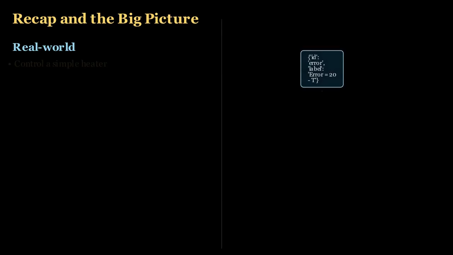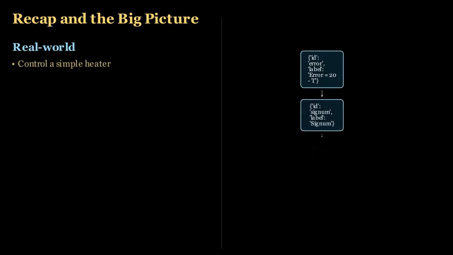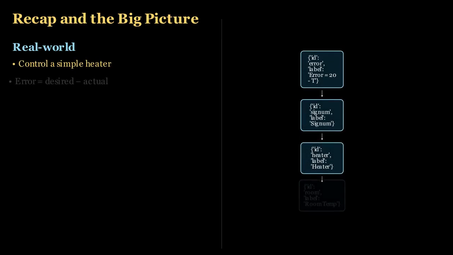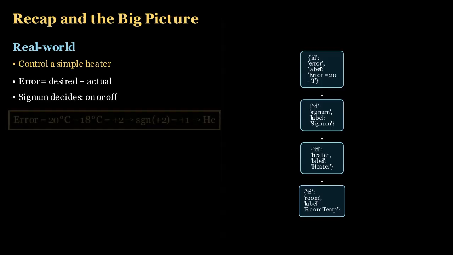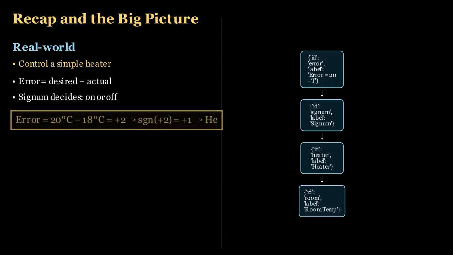The heater's control system reads that +1 and switches fully on. If the room overheats to 21 degrees, the error becomes 20 minus 21, which is -1. The Signum function now outputs -1, and the heater switches fully off. The Signum function is the decision maker, turning a continuous error into a simple binary command, heat or don't heat.